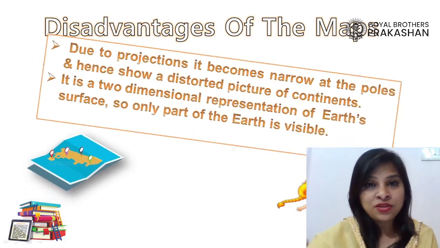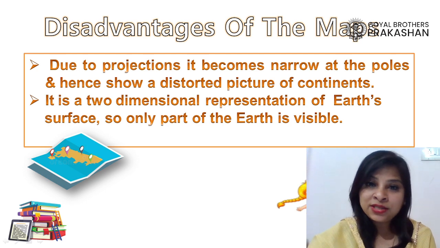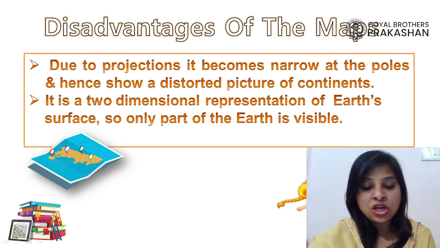Now, disadvantages of maps. Due to projections, it becomes narrow at the poles and hence shows a distorted picture of continents. It is a two-dimensional representation of Earth's surface. So only one part of the Earth is visible, the other is not visible. This is the disadvantage.